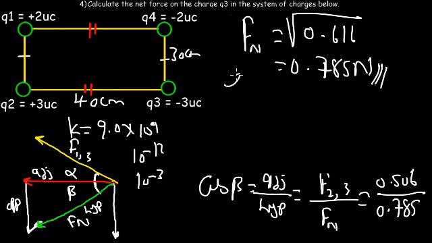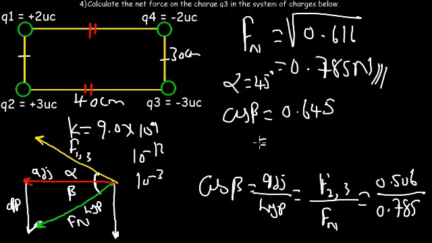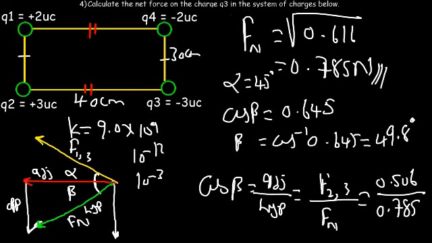Okay. So don't forget alpha is 45 degrees. So cos beta is equals to 0.644. So beta will be the cos inverse of 0.644. So the cos inverse of answer, so beta is equals to 49 degree. Okay, 49.8 degree. So that's the value of beta.